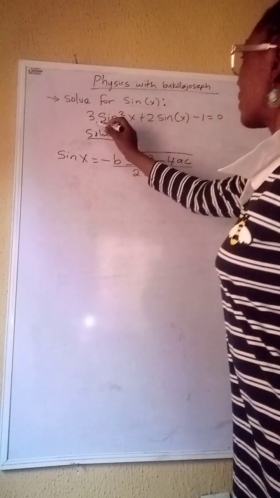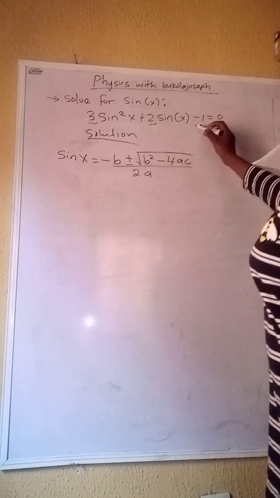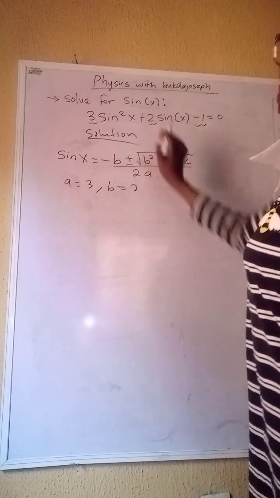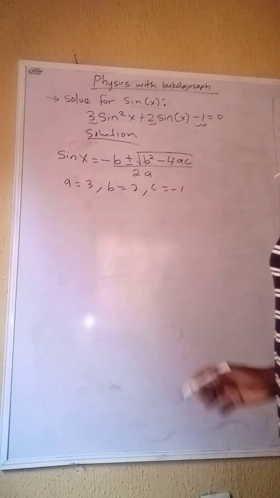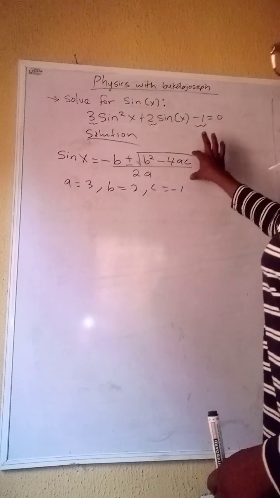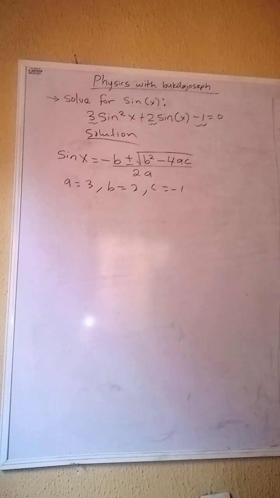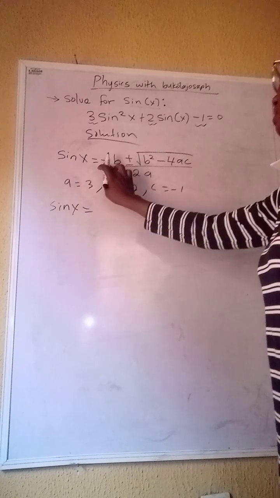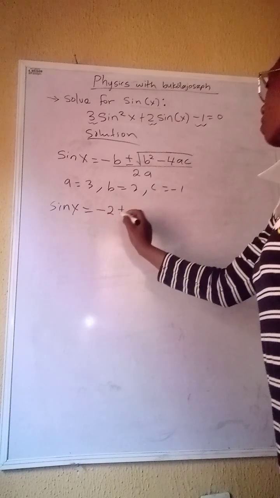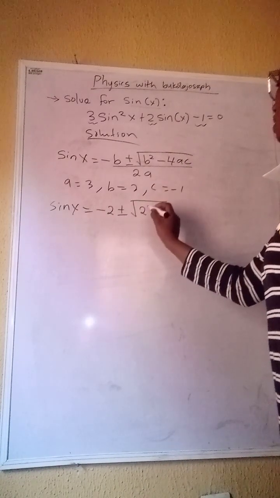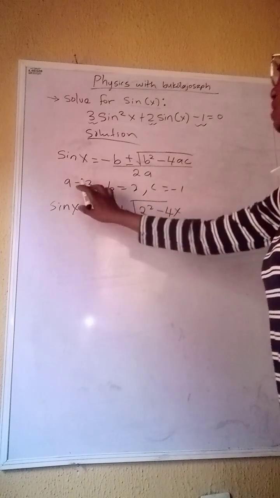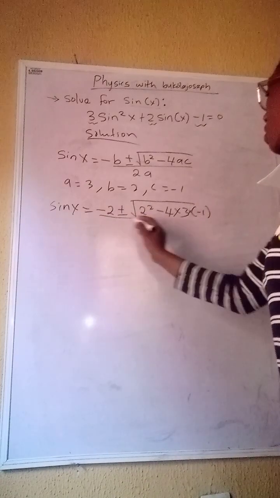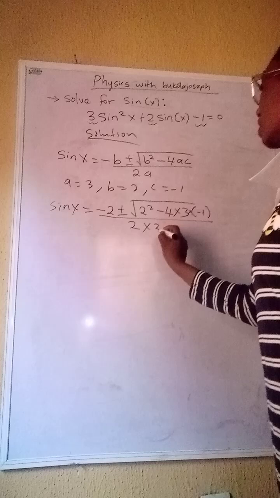Where sine x is the variable we are looking for. From what we have, this is a, this is the constant b, and this is the constant c. So a is equal to 3, b is equal to 2, and c is equal to minus 1. We substitute all this into the formula. Sine x is equal to minus b, and b is 2, so minus 2 plus or minus 2 squared, minus 4 times a, which is 3, times c, which is minus 1, all over 2 times a. What is a? a is 3.